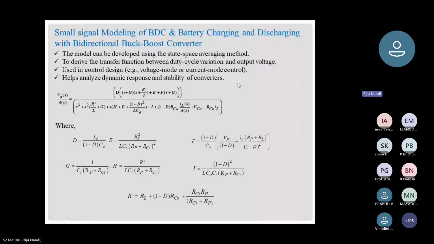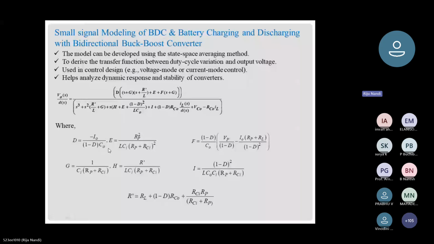So at that time you have to figure out the V0 by D equation, then you will go further. You can see this is the V0 by D equation I got, with D, S plus G, S plus R dash by L, E plus F, S plus G. What is the D? D is minus I0, the output current, by 1 minus D, C0. C0 means the output capacitor, as you can see.